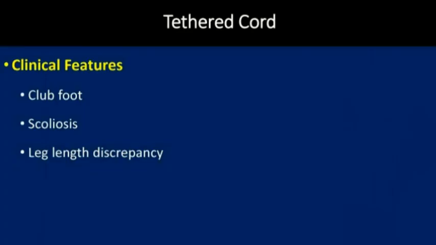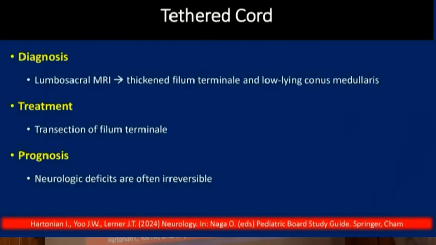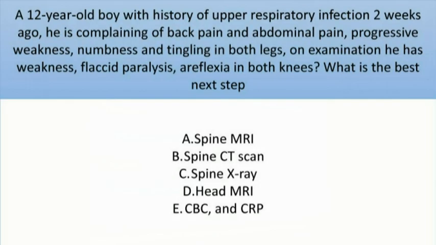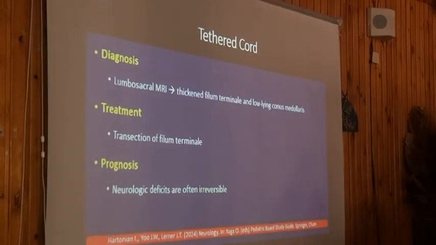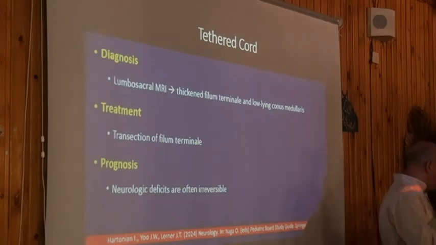It may be associated with clubfoot, scoliosis, and leg length discrepancy. The diagnosis is lumbosacral MRI. This is the best study, and also the best study for any sacral dimple. Ultrasound may show it, but it will not be definitive. In the MRI, you will see that the conus medullaris is lower because it's pulled down, and there is thickening and stretching of the filum terminalis.